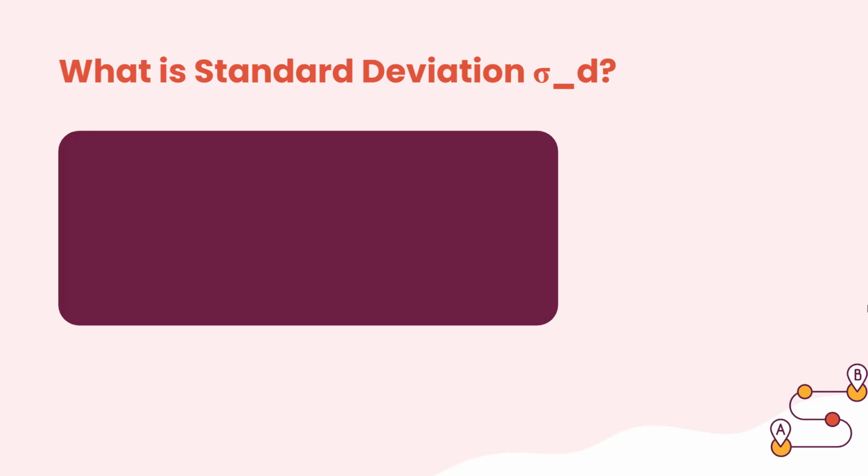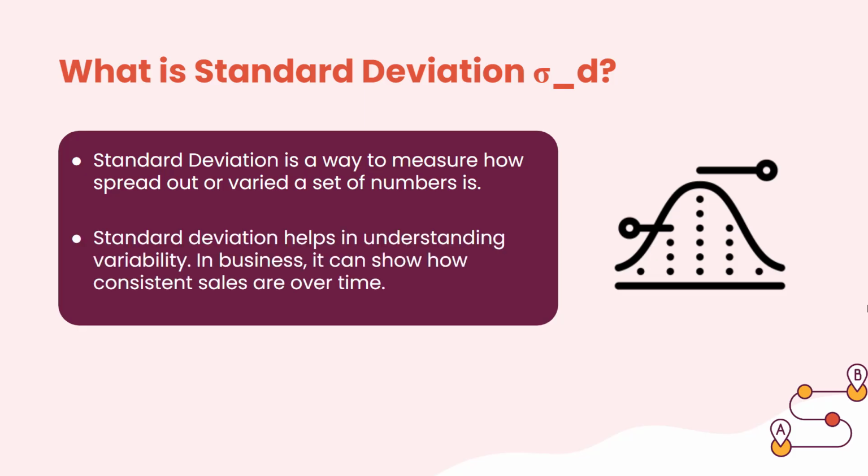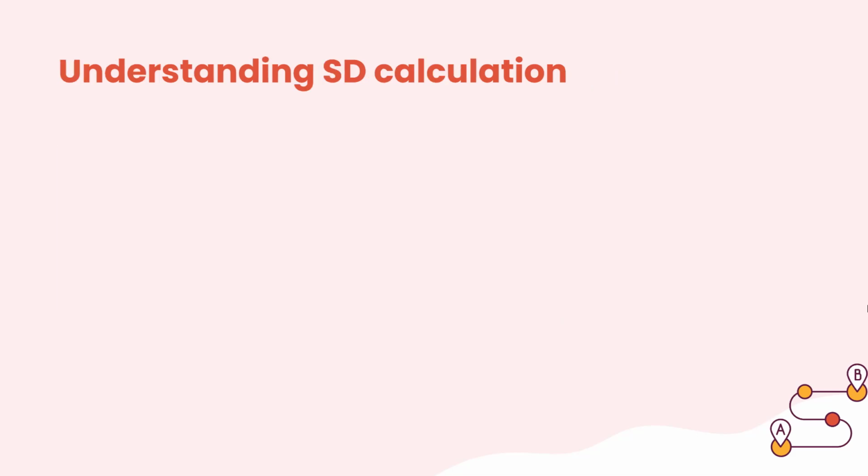Let us first understand what standard deviation is. Standard deviation is a way to measure how spread out or varied a set of numbers is. Standard deviation helps in understanding variability. In businesses, it can show how consistent or inconsistent sales are over time. Let us try understanding this using an example.